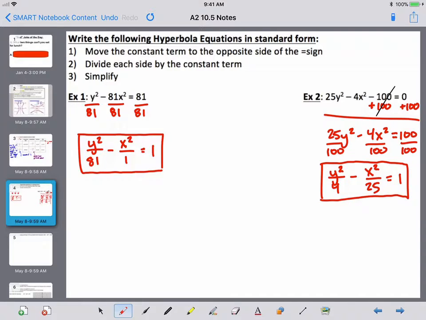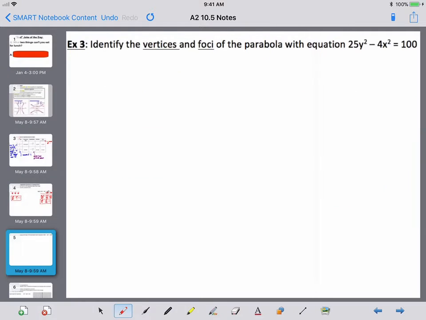Okay, so now let's look at actually figuring out where the vertices and the foci are if we have an equation of an ellipse, or sorry, of a hyperbola. Okay, so that's example 3. This equation should look pretty familiar. Notice if we divide each term by the constant, we end up with y squared over 4 minus x squared over 25 equals 1. So that's the same equation from example 2.